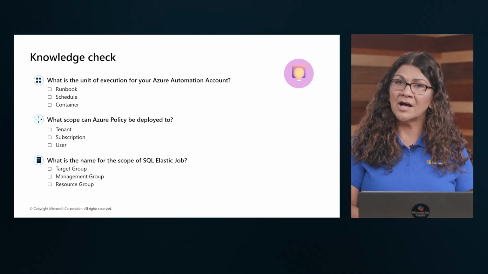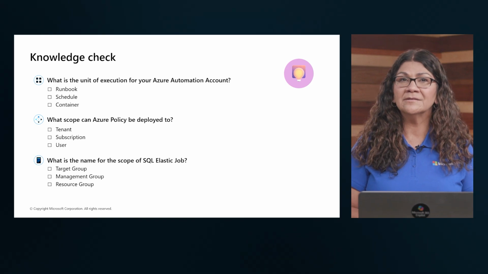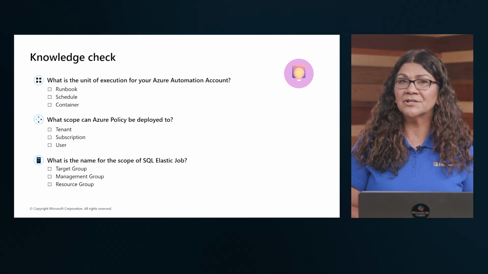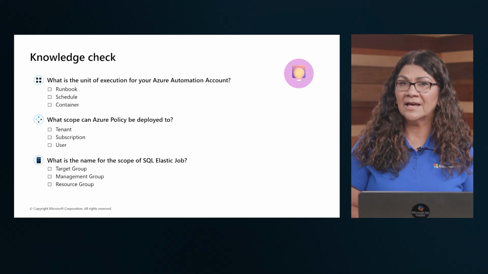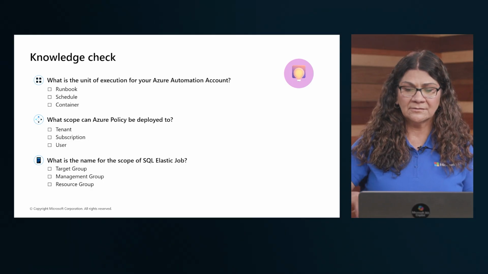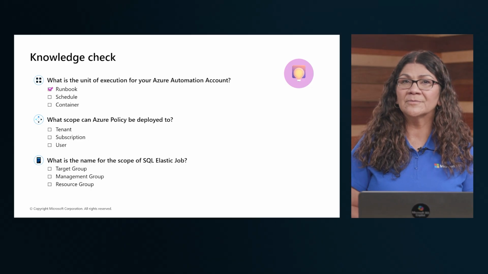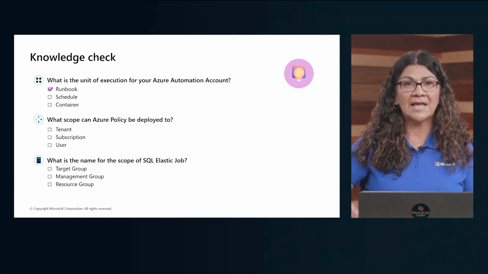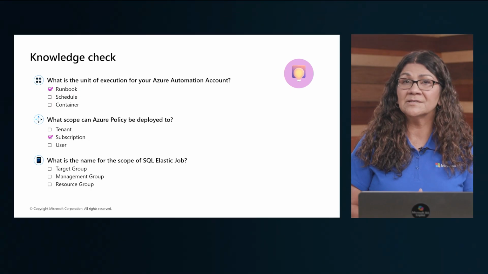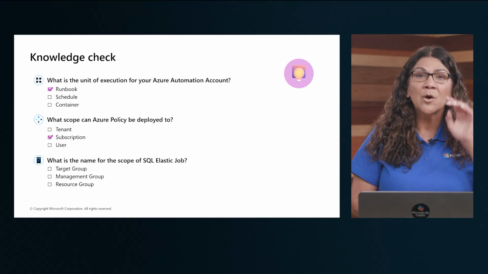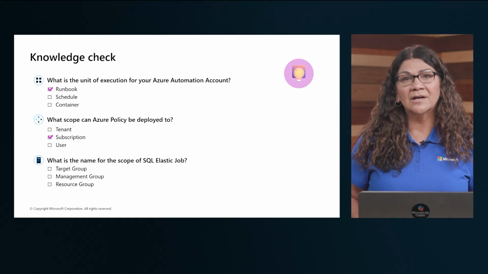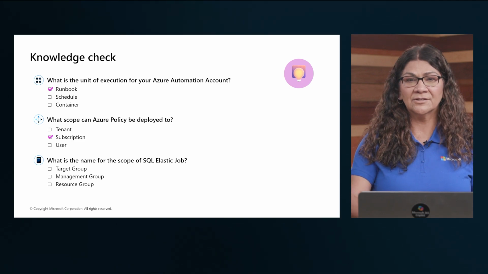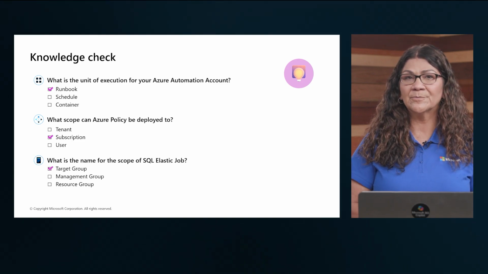Now it's time for our knowledge check. Question 1. What is the unit of execution for your Azure Automation account? Answer: runbook. Question 2, what scope can Azure Policy be deployed to? Answer, subscription. Question 3, what is the name of the scope of the SQL Elastic Job? Answer, target group.